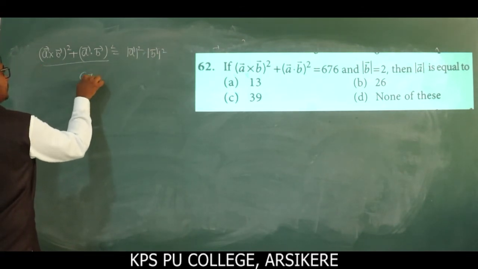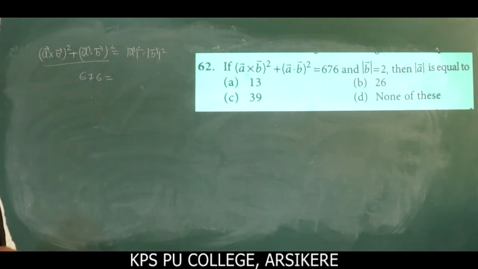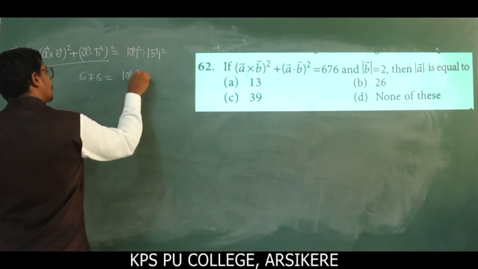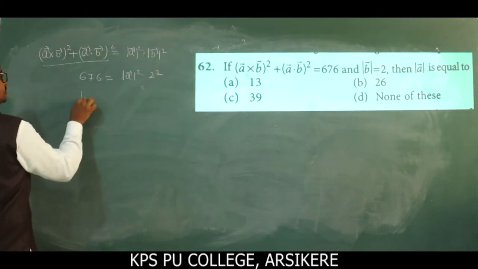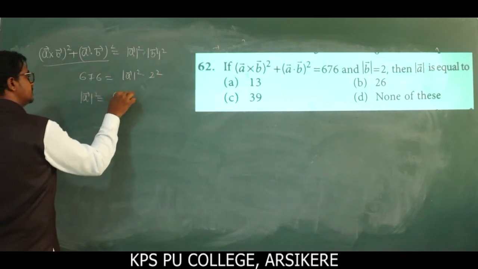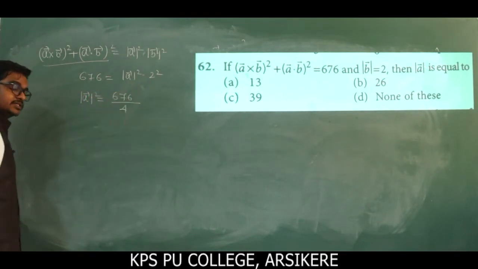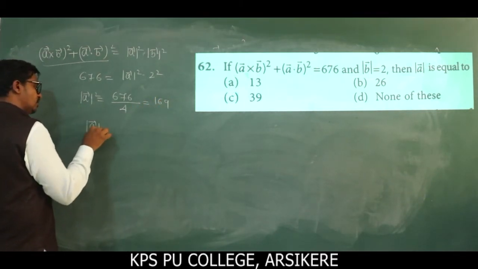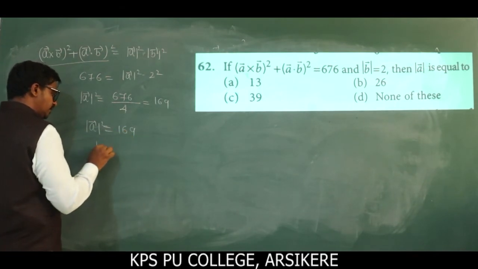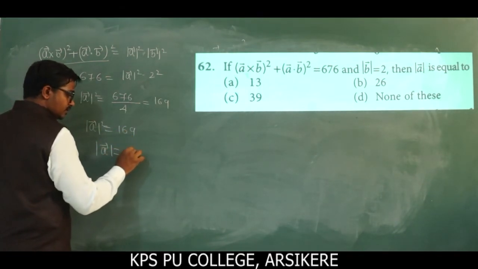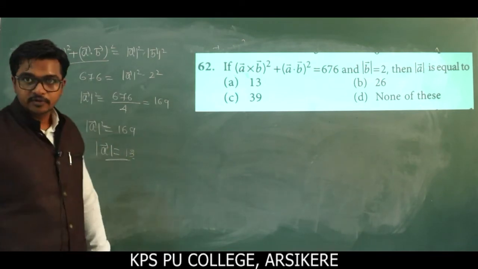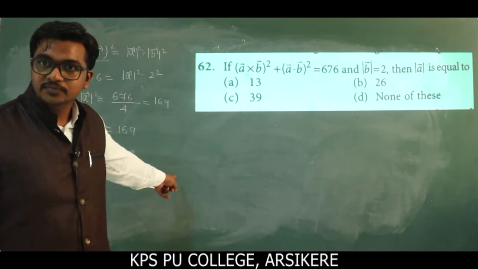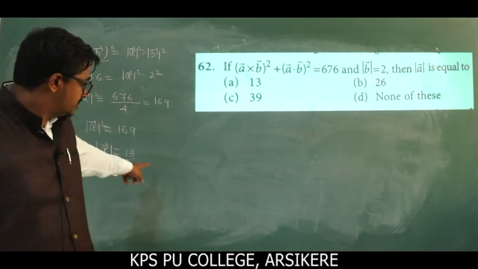Answer for this one is 676 is equal to, they given magnitude of vector B, then we have to find magnitude of vector A. So this becomes magnitude of vector A whole square into 2 square. This is magnitude of vector A whole square is equal to 676 divided by 4. 2 square is 4. So this becomes 169. Magnitude of vector A whole square is equal to 169. Magnitude of vector A is equal to 13 here. Square root on both sides. Actually you get plus or minus 13, but magnitude is always positive, not negative. So that's why we have 13.